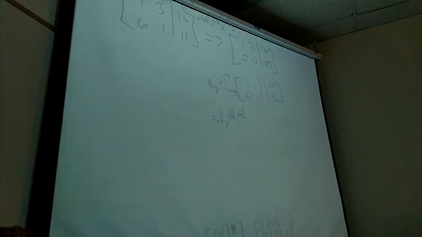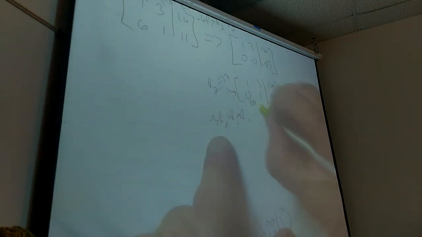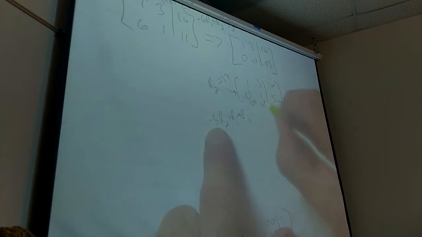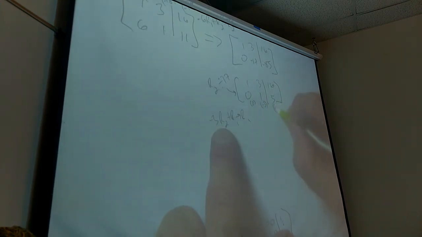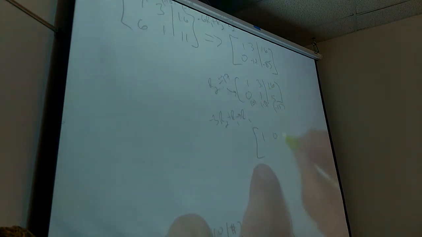So here, again, I'm going to put it right next to it. What's negative 3 times 0? 0. Negative 3 times 1. Negative 3 times 5. So when I add these, 0 and 1 is 1. Negative 3 and 3 is 0. Negative 15 and 16 is 1. And then rewrite that one, and I'm done.